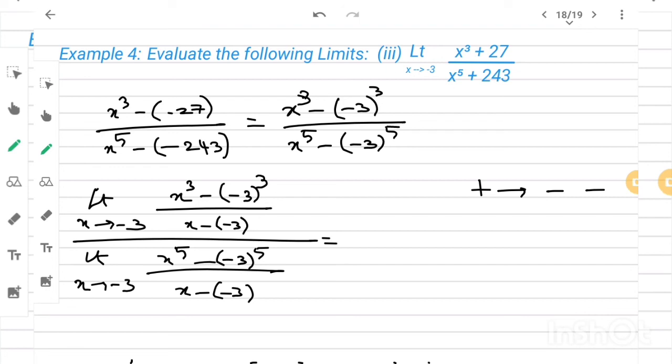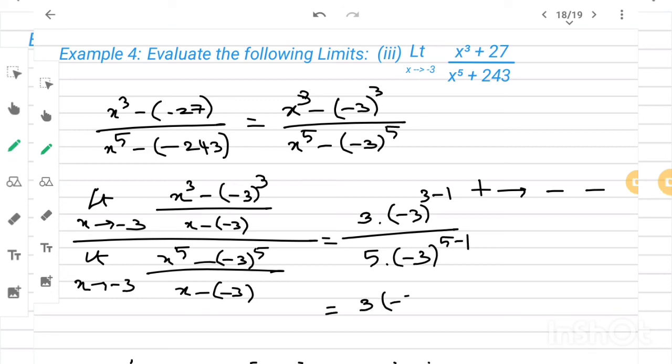And now I am going to replace the formula. Here n is 3, so 3 into (a is minus 3) to the power 3 minus 1. And in the denominator n is 5 and a is minus 3, then n minus 1. So what will happen? 3 times (−3)^2 by 5 times (−3)^4, right? On further simplification, you will get the value as 1 by 15. Okay, I think you have understood the concept to evaluate the limit. Okay, thank you.